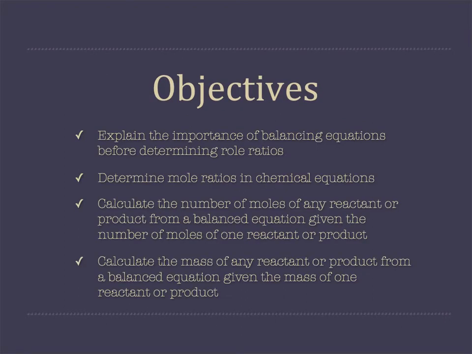As far as objectives, these are the key things. Be able to explain the importance of balancing equations when we do these mole ratios. Determine mole ratios in chemical equations. Calculate the number of moles, whether we're talking about reactants or products, based on a balanced equation. And finally, and probably the most important, be able to calculate mass, whether we're talking about reactants or products, in a balanced equation. That's what it's all about.